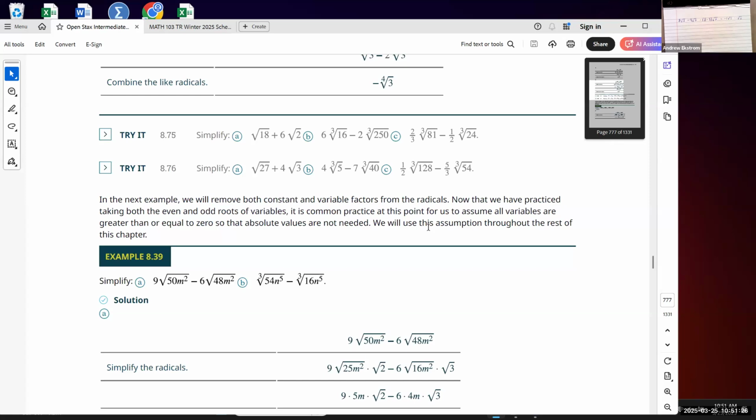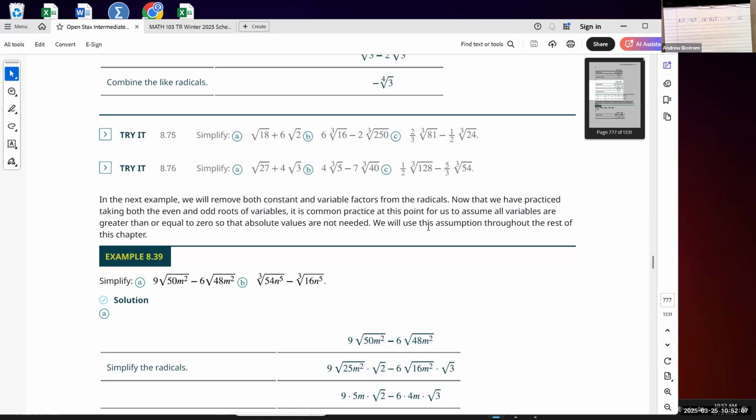Now it's with some of these here where things get, I don't know, is icky a proper term? Yes. So we've got square root of 18 plus 6 times the square root of 2. And then we have 6 times the cubed root of 16 minus 2 times the cubed root of 250. And then 2/3 times the cubed root of 81 minus 1/2 times the cubed root of 24.